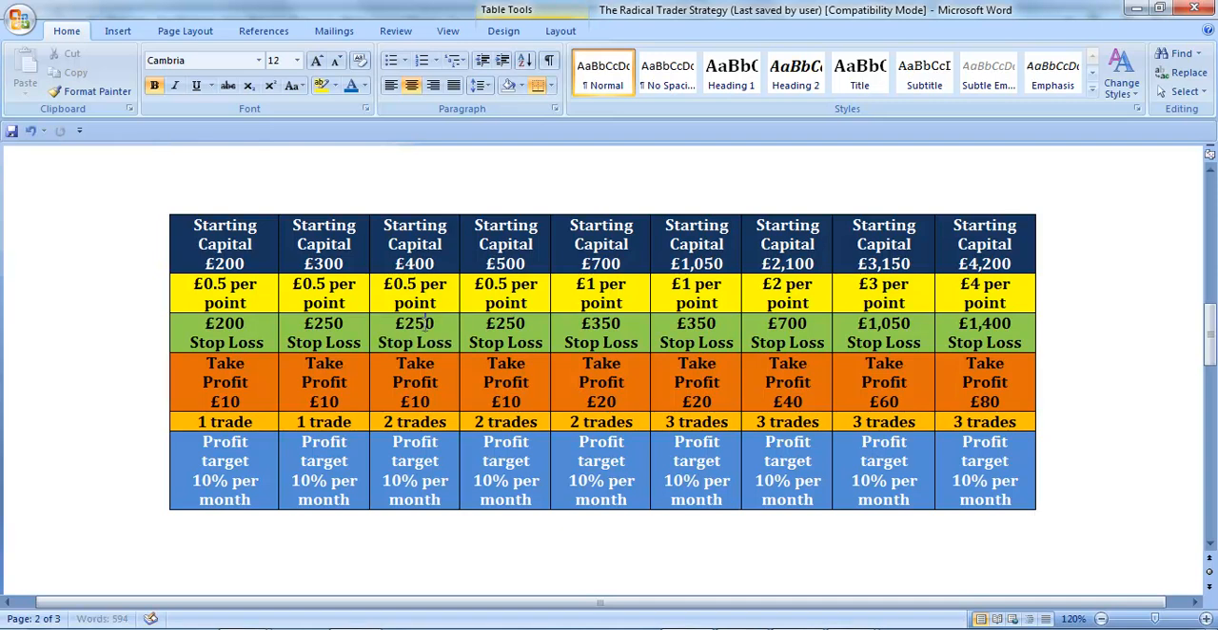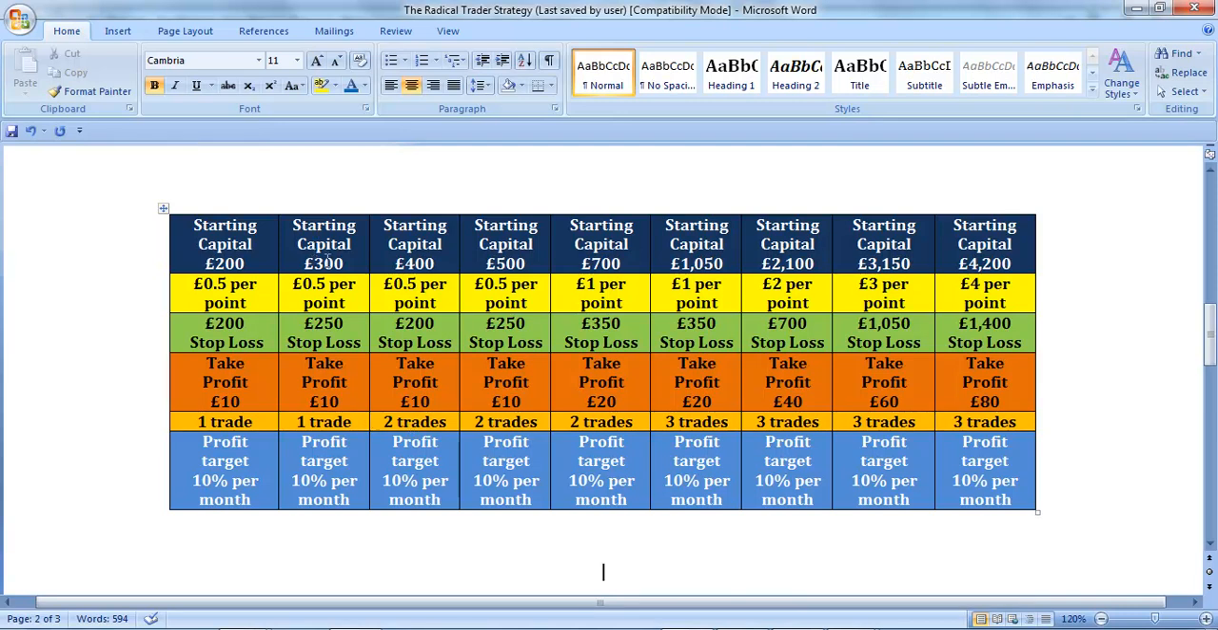250, and then take profit anywhere from 400, your stop loss risk is 200 as well as a take profit, you know. And then we will do 2 trades. The take profit for anything from 200 is 10 pounds. When we are starting a capital of 400, it's still a take profit of 10 pounds. But the good news, we go into 2 trades.